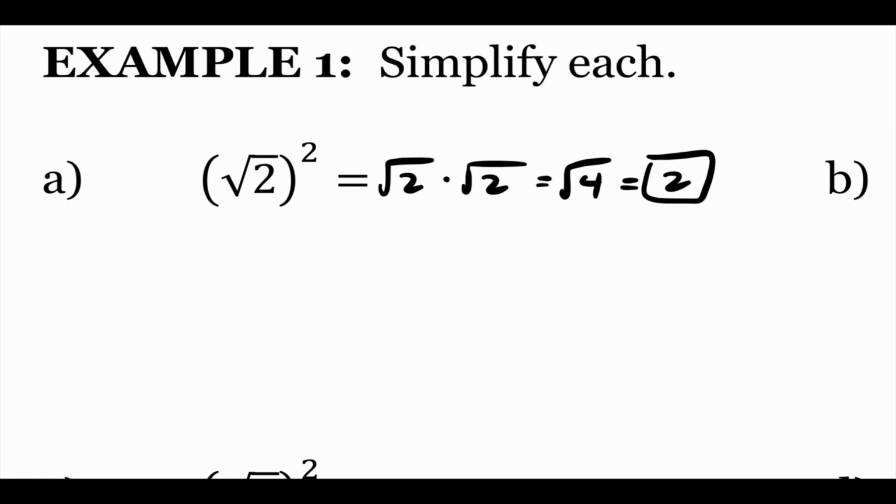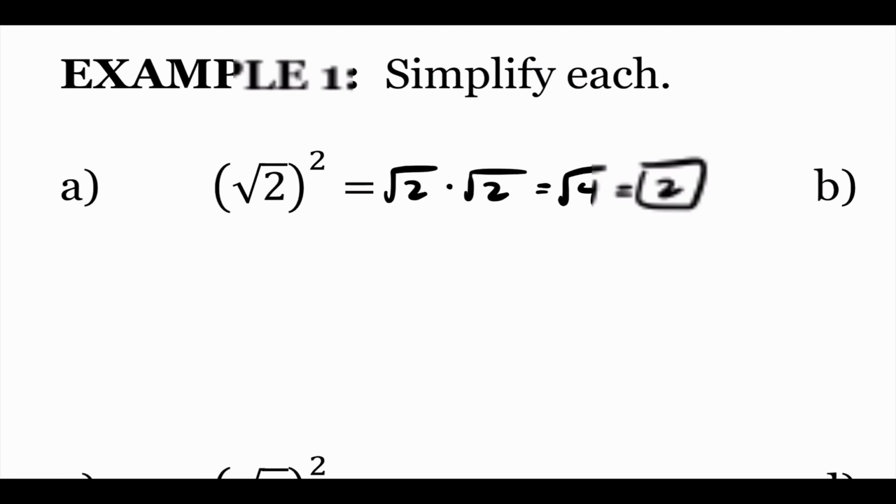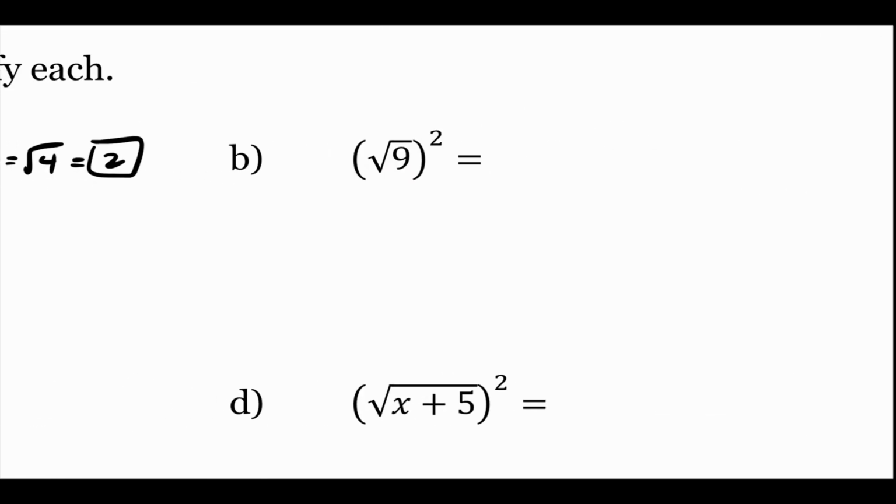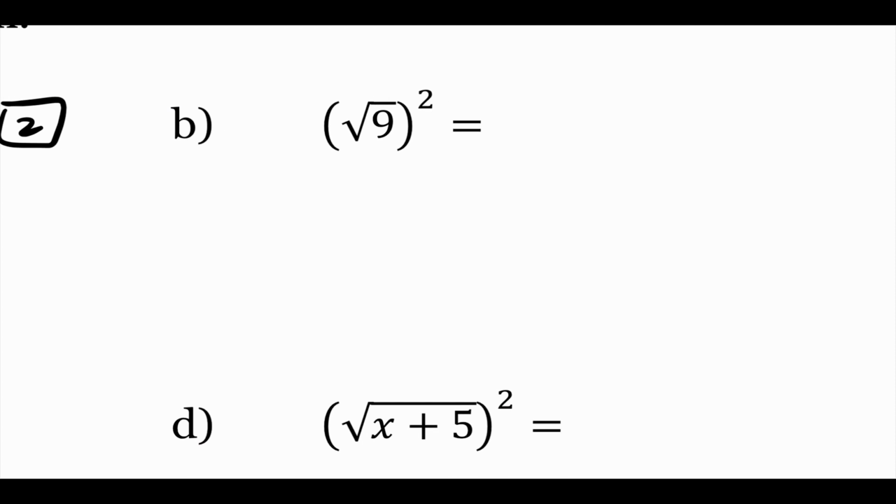Let's look at B. Same question, just instead of 2, we have a 9. So that means the square root of 9 times the square root of 9. We can multiply those because they both have square roots, like we learned last week. 81 is on my list because the square root of 81 is 9.